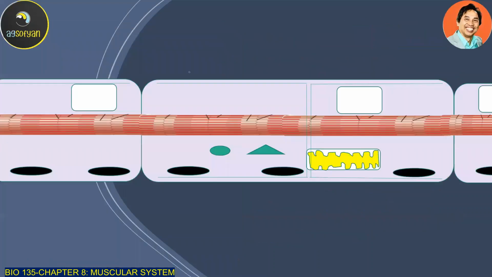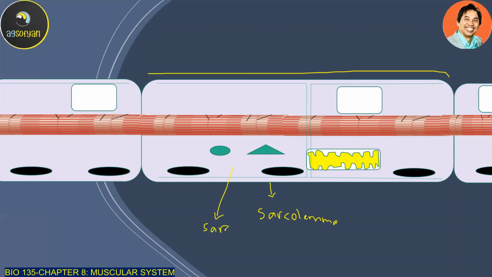Okay, so again, if it is one muscle cell over here, it has a membrane called the sarcolemma. Remember, the name of the membrane is special for the muscle cell. Sarcolemma. And then the inside is called the sarcoplasm.